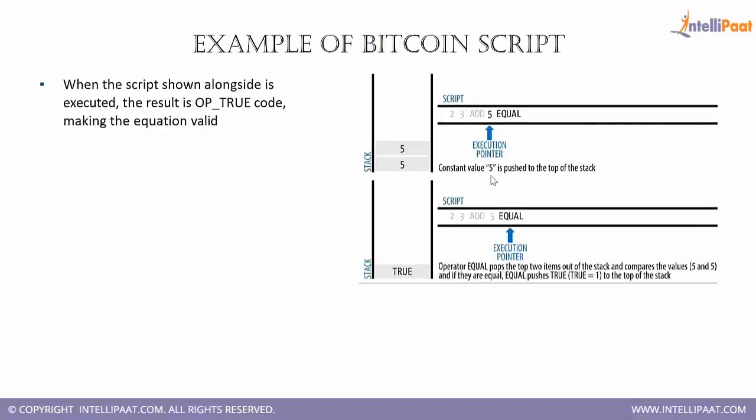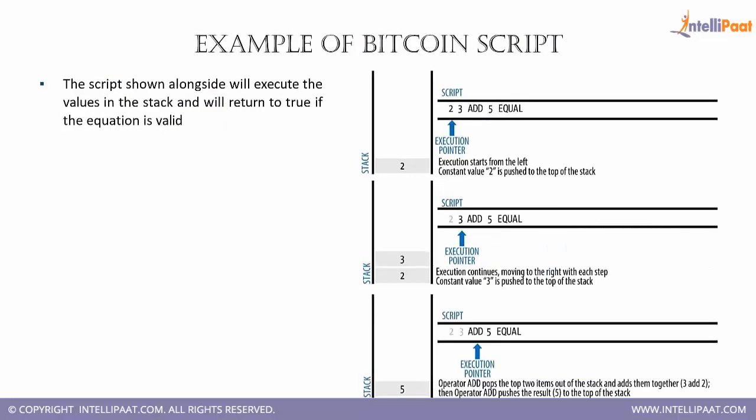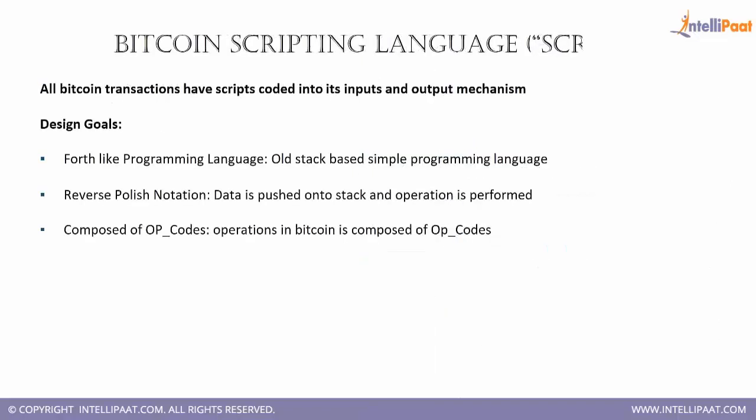Okay, and constant value 5 is pushed to the top of the stack as we discussed. And then equals, it validates. The equal operator pops the two items out of the stack and compares the values, actually 5 and 5. If they're equal, it pushes the true value, equal to 1, to the top of the stack. So this is basically just showing how the transaction workflow or validation happens for spent and unspent transactions in the Bitcoin world.